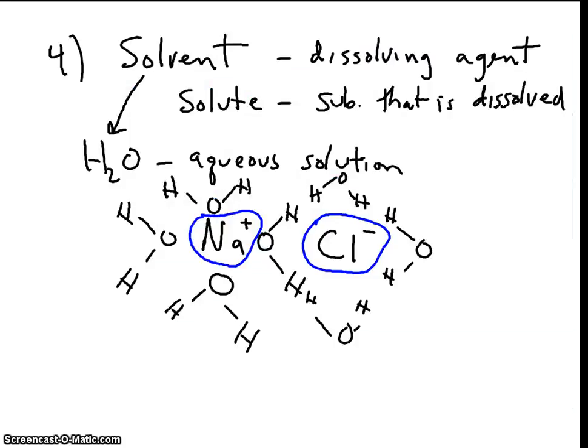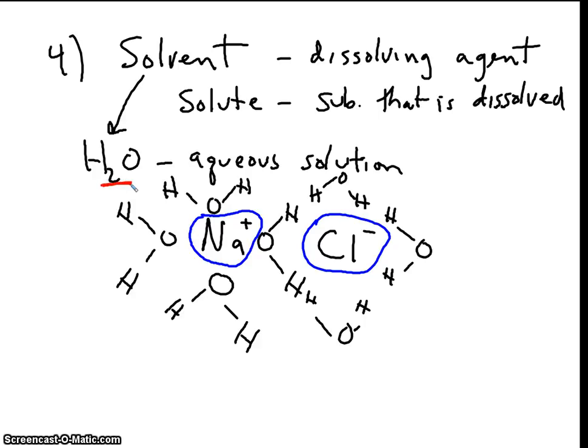And the last one that we're going to do quickly here is water is often described as being the universal solvent. It's a dissolving agent. So the solute is the substance that is dissolved, like salt or sugar, glucose we'll talk about a fair amount, carbon dioxide in the blood. But if water is the solvent, it's called an aqueous solution.